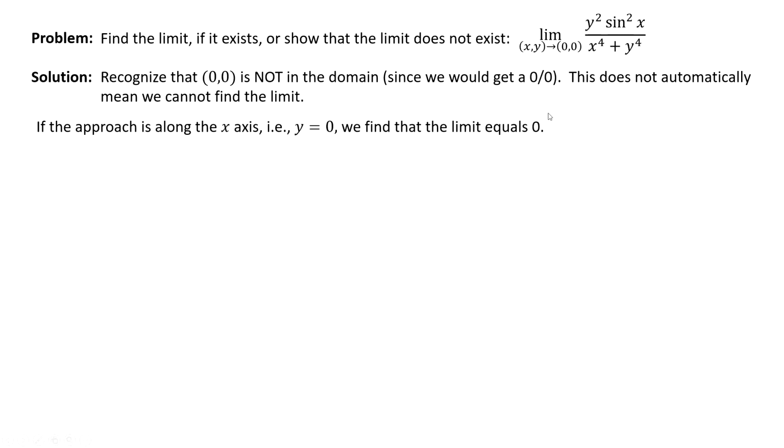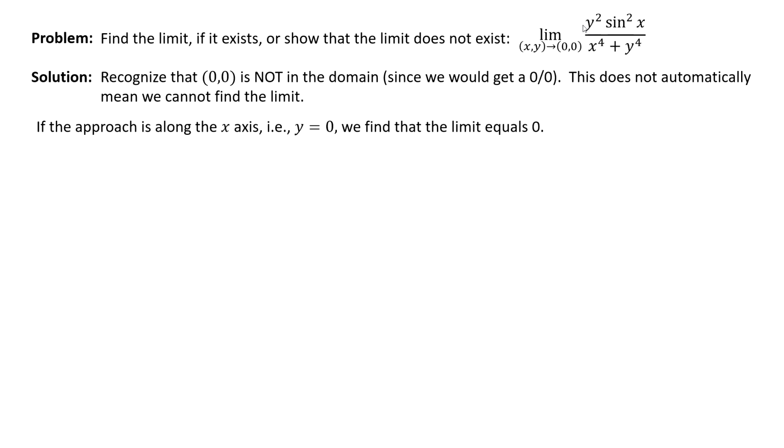y equals 0, along the x-axis. So what is it that we need to do? Plug y equals 0. So the top became 0 and the bottom became x to the 4. So 0 over x to the 4 as x approaches 0. That is 0. So that's done. The limit equals 0. What about along the y-axis? Oh, cool. Let's do that. That means x equals 0. Let's walk through this one, folks.